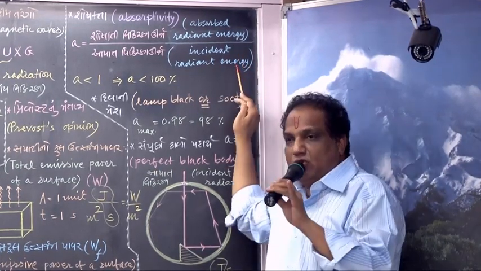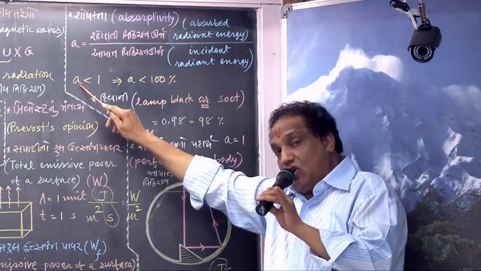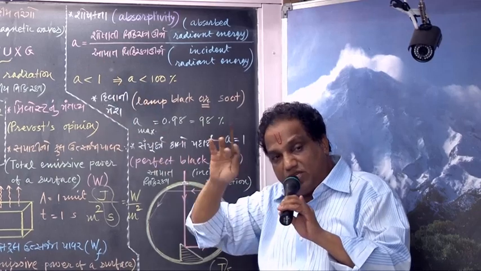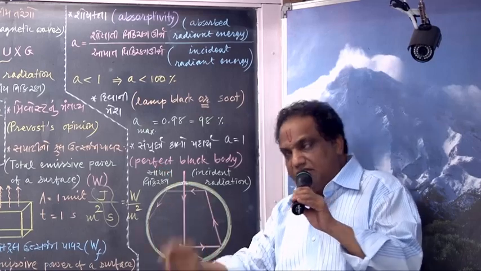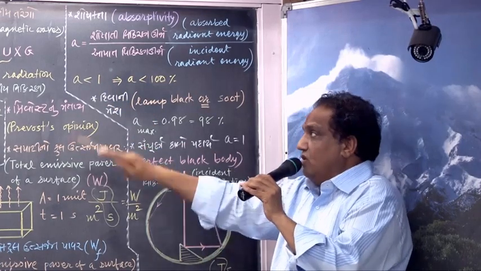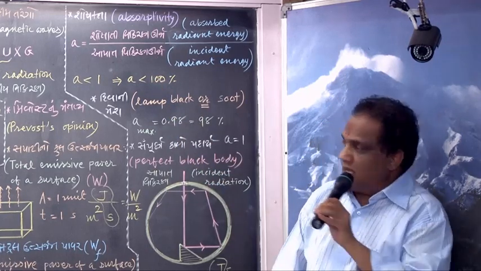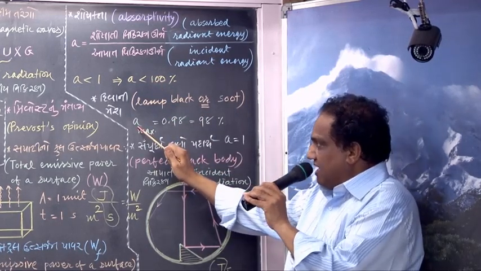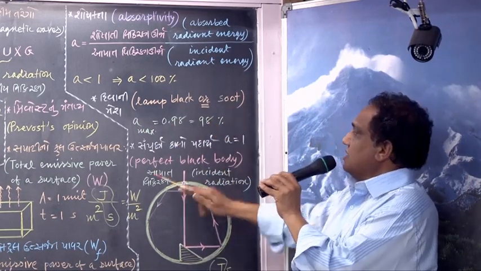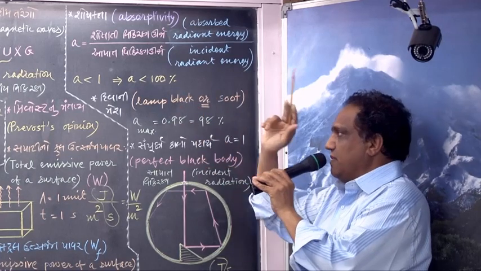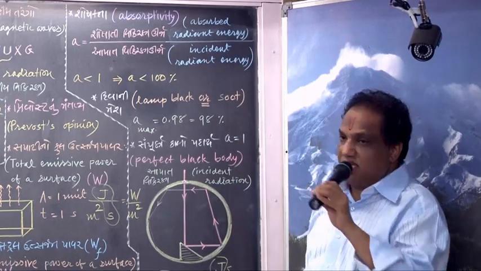Joule upon joule will cancel, correct? And the value of a in practice, for all types of surfaces, might be rough, smooth, polished, or any color, is found to be always less than 1. In percentage, you can say less than 100%. Maximum absorptivity in practice we find with lamp black or soot, which has absorptivity 0.98, or 98%.